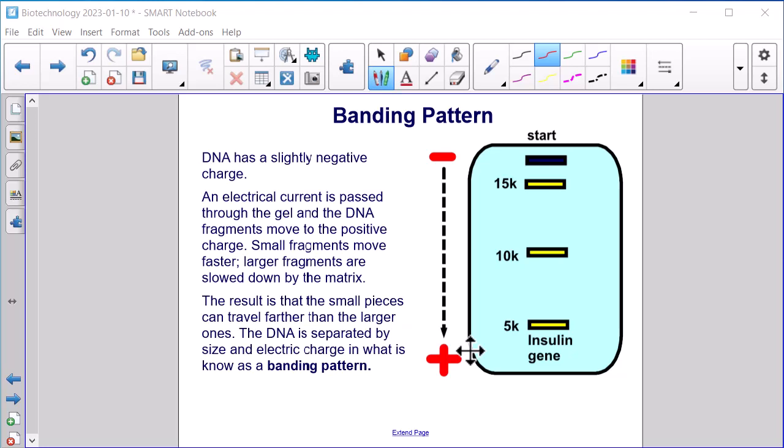The DNA is separated by size and electric charge in what is known as a banding pattern. So from our insulin example, we would see three distinct bands, one for the 5,000 fragment, one for the 10,000, and one for the 15,000.